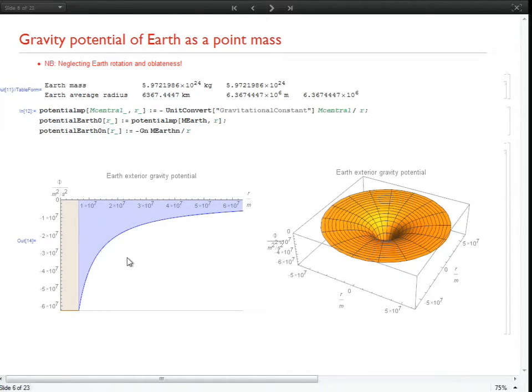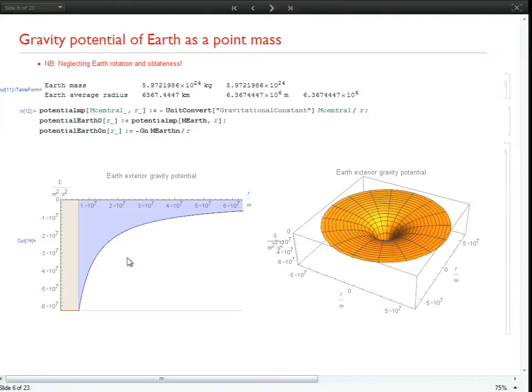And here you see then graphics of the radial component of the Earth's exterior gravity potential. This is just the radial component. So at the Earth surface, you get a potential of about minus 6 times 10 to the 7 meters squared per second squared. And if you draw it as a figure of revolution, you get this nice representation. So this is the potential.